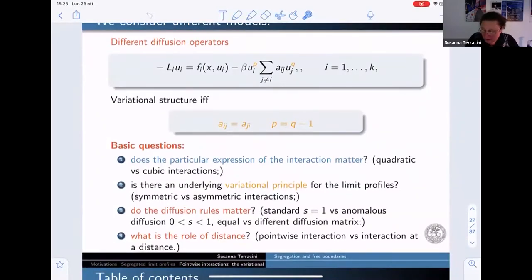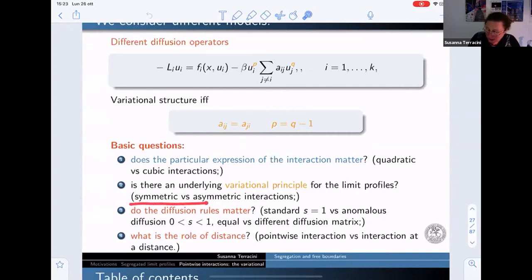And so the general philosophical question we can try to address is whether the particular expression of the interaction matters: quadratic and cubic, pointwise and at a distance. A connected problem is whether there will be a variational principle for the limiting profiles or the limiting partitions.